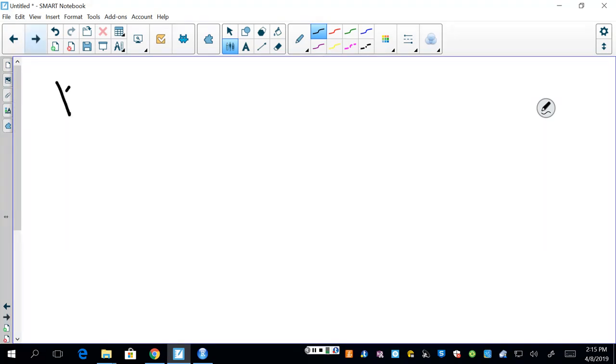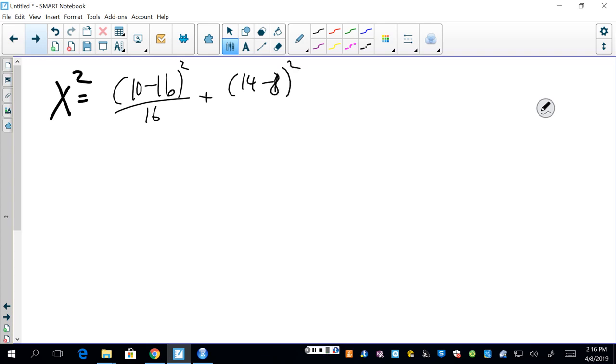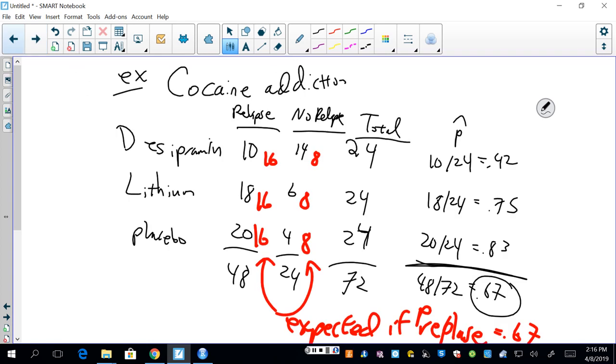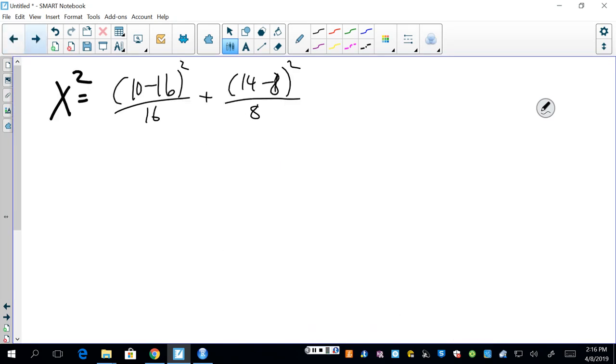We calculate the chi-squared: take what you observe minus expected, squared, over expected. I can write all these out. For the first row, 10 minus 16 squared over 16, and 14 minus 8 squared over 8. That's that first contribution there.